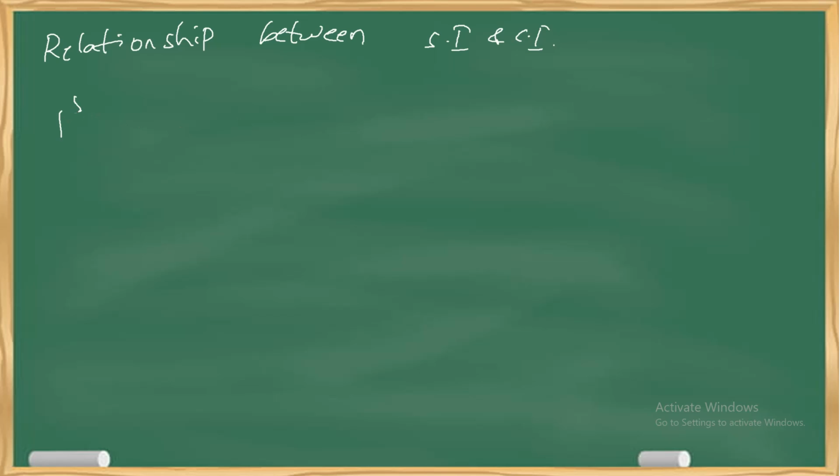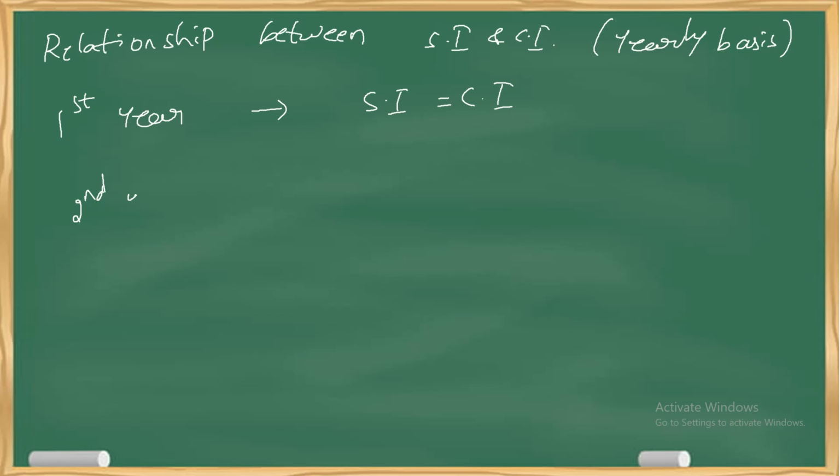So I'm talking about the yearly basis only. If it is half yearly basis, do it manually, that will be easy. Okay, first year, simple interest is equal to compound interest. Okay, now second year.